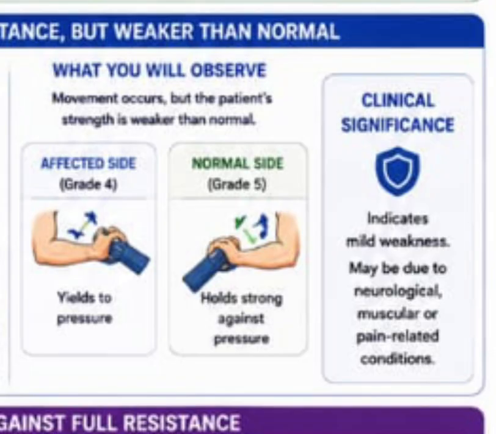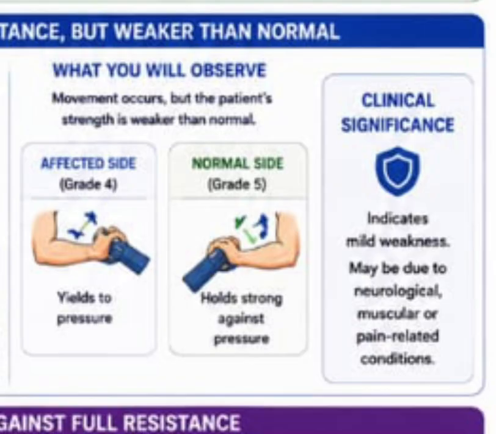But if the patient can resist it strongly but not enough to give them a 5, you give them a 4+. So it depends on your clinical judgment and what you feel is right. Now this indicates a mild weakness, maybe due to neurological, muscular or pain-related conditions.